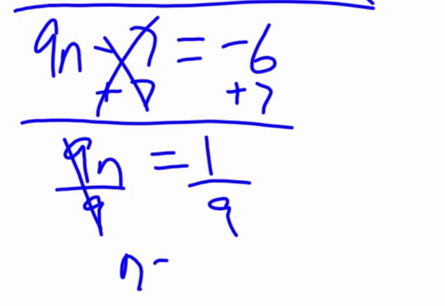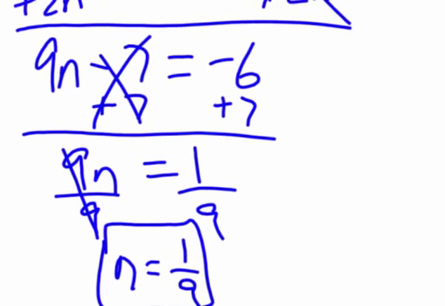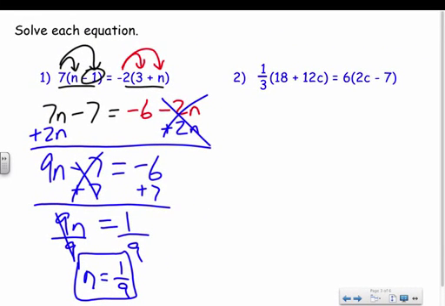Well, n equals 1/9. Just leave it as 1/9. Don't write that as a repeating decimal. And that's why we like to leave it as a fraction, so I don't have a bunch of repeating decimals or having to round. It's more exact.